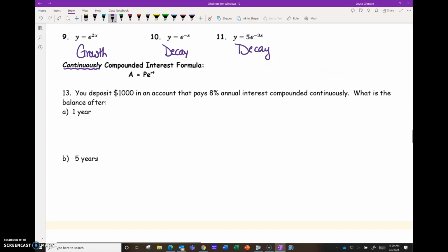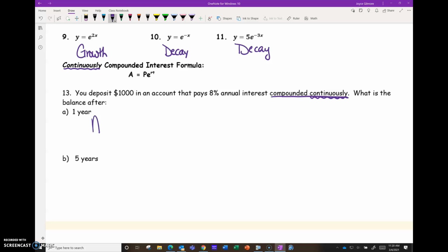Here's what typically happens if people forget about this formula. They read this: you deposit $1,000 in an account that pays 8% annual interest, compounded continuously. You see the word compounded, so you think the compound interest formula, and you look at the word continuously and you're like, shoot, what n value would you use for continuously? If it's monthly, you use an n value of 12. If it's weekly, you use an n value of 52. If you can't figure out what n value you should use because what number is big enough to mean continuously, that's your clue that you need to use e. So when you see the word continuously, that means you use the Pert formula.